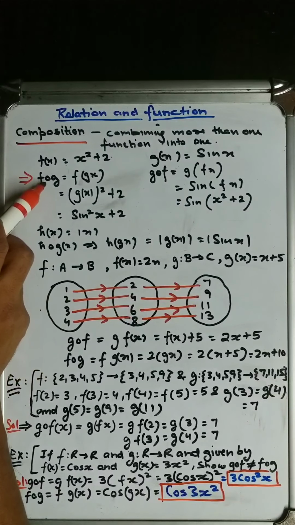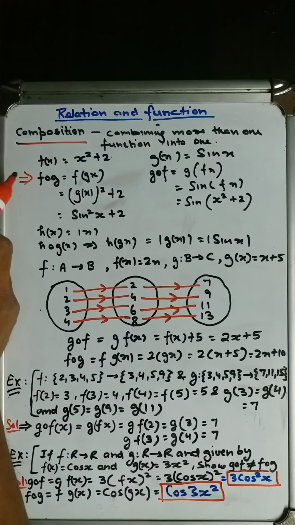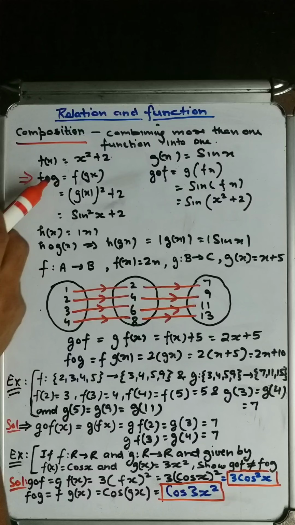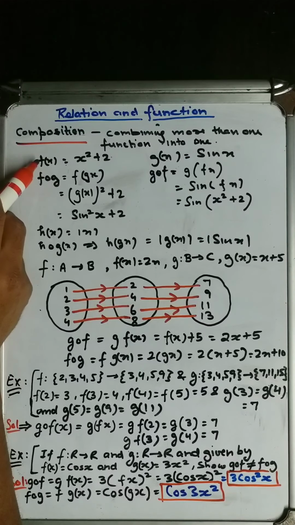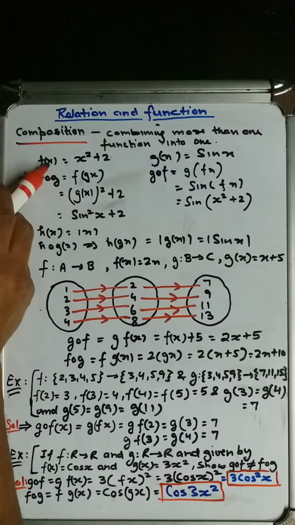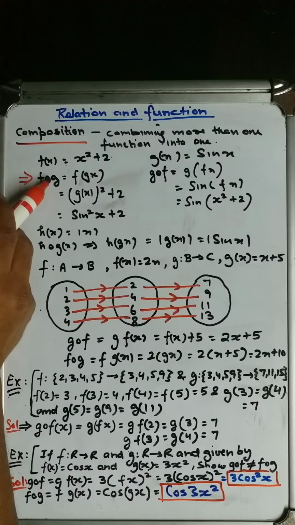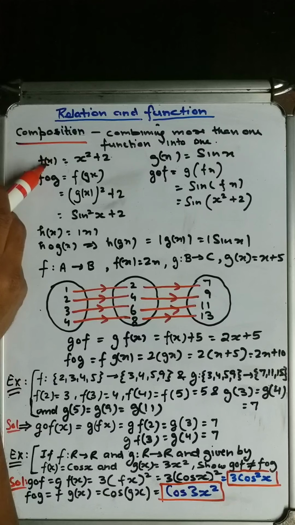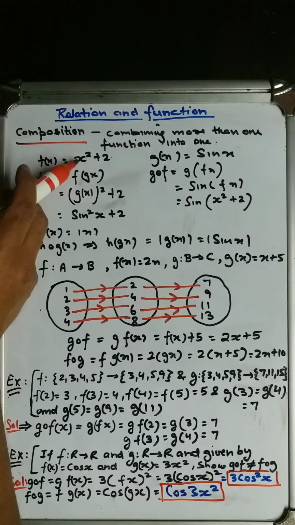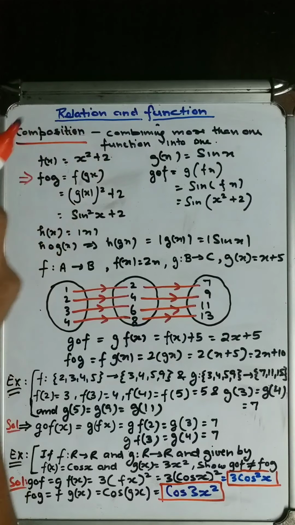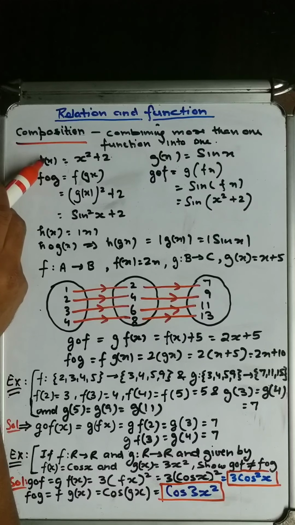What is fog and what is gof here now? Fog means, now see in this case f(x), x is what? Domain. So in this case in fog, g will become the domain of function f. Suppose we have to find the value of f(2). So what do we do? Put x equals 2 in the given equation. So 2 square plus 2, that is 4 plus 2, 6 is the function value of f(2).